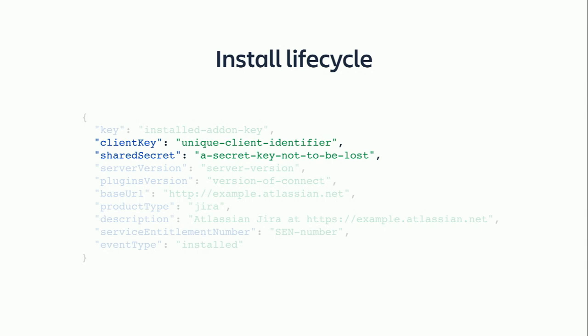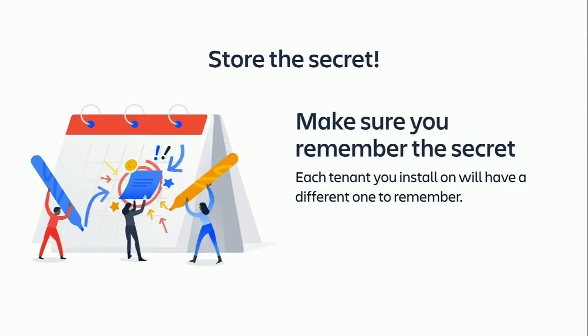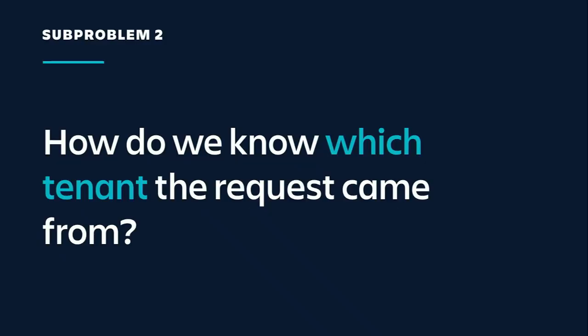We saw earlier in Ralph's presentation that this is how Connect authentication works. The client key uniquely identifies the product and tenant, and the shared secret is something that you definitely need to store for later. So when you're writing your app, make sure you always store that shared secret. Each tenant that you install on will have a different one to remember. All right, so that's good.